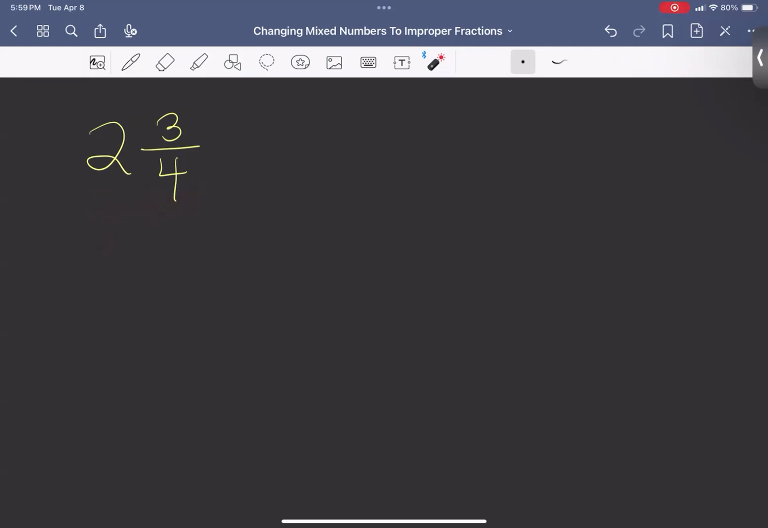An improper fraction is when the numerator is larger than the denominator. If I want to change this into an improper fraction, the first thing I need to do is multiply the denominator by the whole number. So 4 times 2 is 8. 8 plus 3 is 11. And we keep the same denominator.